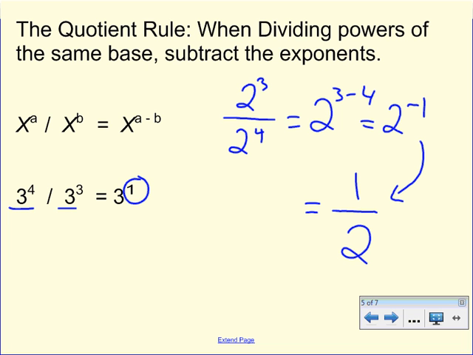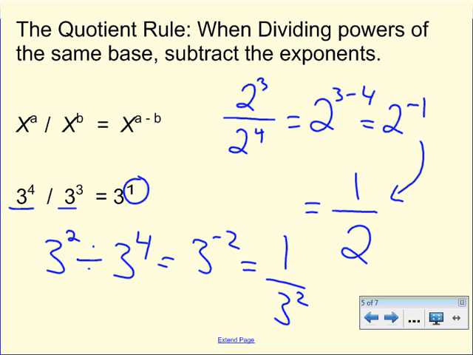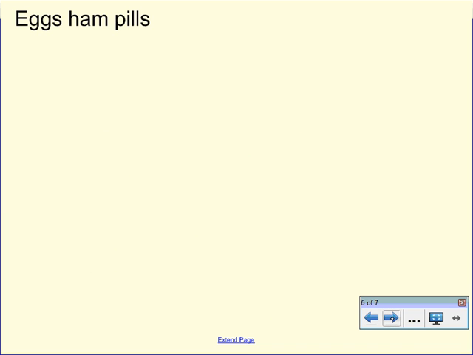Same thing happens if I have, say, 3 to the power of 2 divided by 3 to the power of 4. It will be 3 to the negative 2, which is equal to 1 over 3 to the power of 2. So even though I can have a negative exponent, the negative just means it's going to be its reciprocal going forward. And that's the end of this lesson.